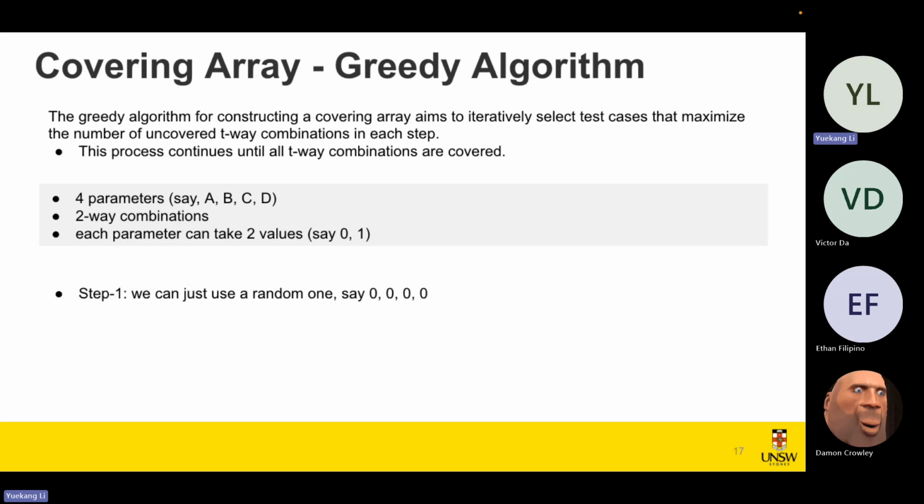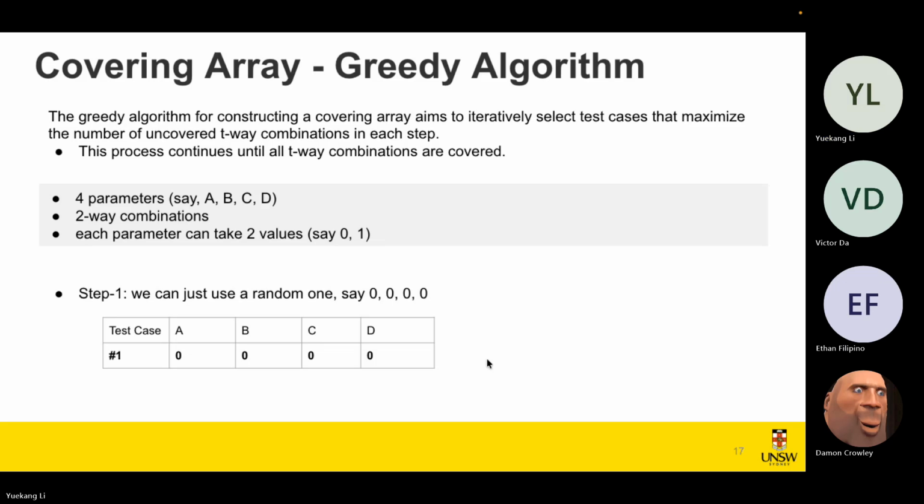We can just use a random test case. So let's assume that we are starting from 0, 0, 0, 0. So this is the covering array we have right now with the initial seed. You can see that all the parameters here are taking the value of 0, right?